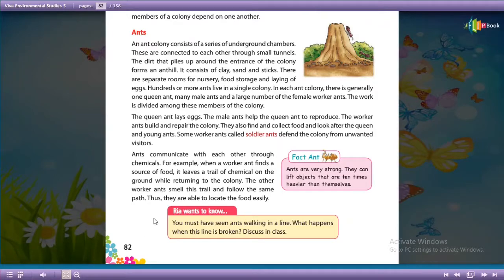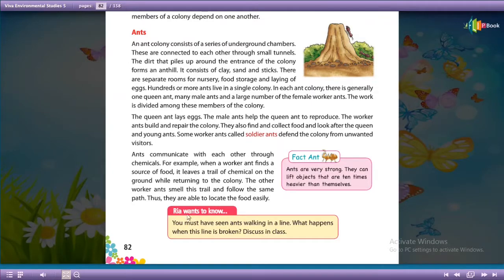Next, let us see what Saina wants to know. It has not been given in their ebook. So, boys, so far we have learned about these ants. Here, in place of Saina, in your book, I think it has written Ria, okay? But here, in our textbook, it has written Saina.